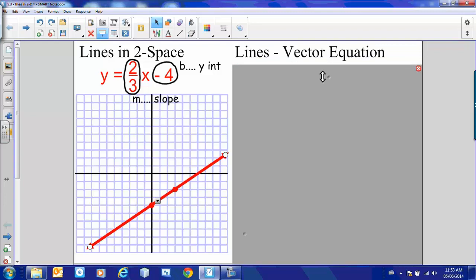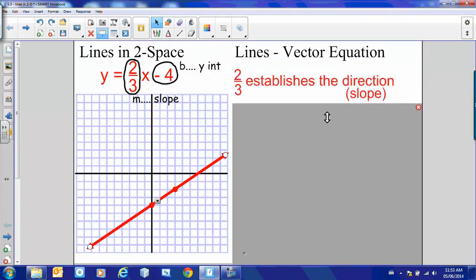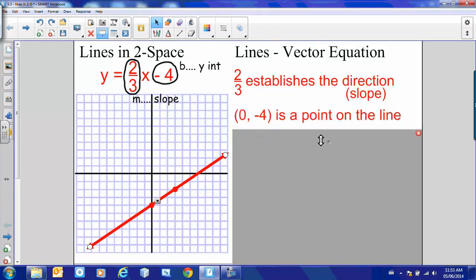Now, as we move towards the vectors idea, what the 2/3 has done for us is it establishes our direction. So the (0, -4) is a point. To start, the -4 is the y-intercept, but more specifically, or say less specifically, it's just a point that happens to be on our line. It happens to be an easy point to find, but that's really all it is, just a point.